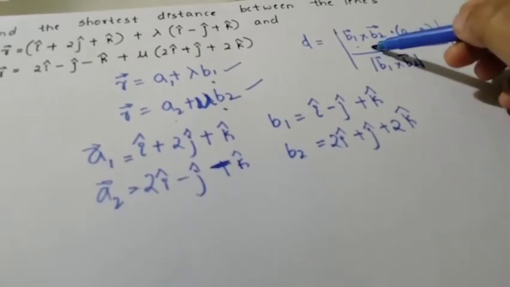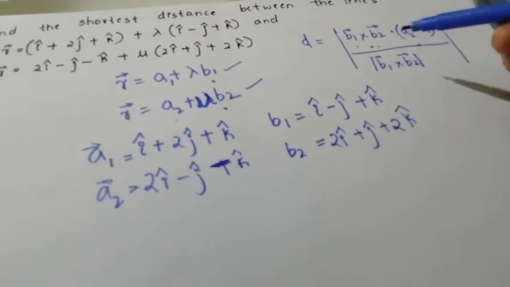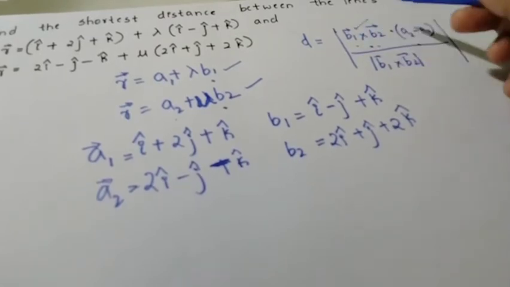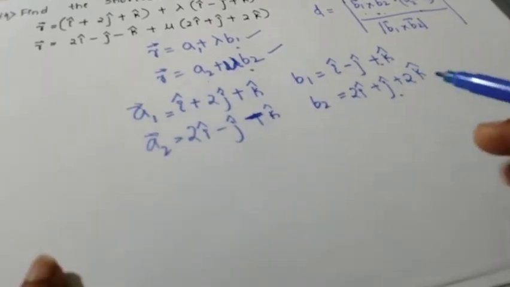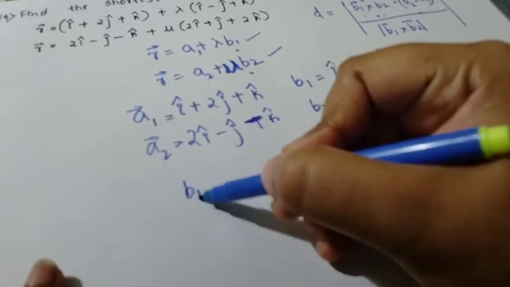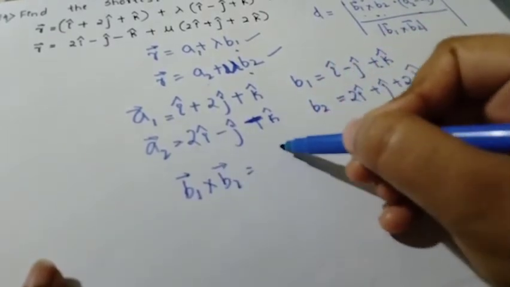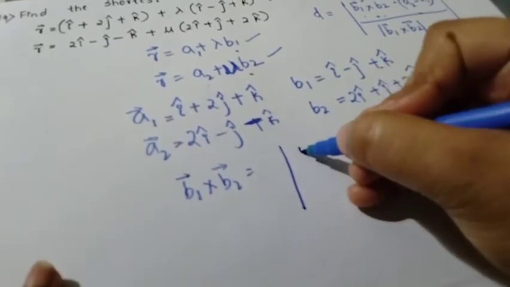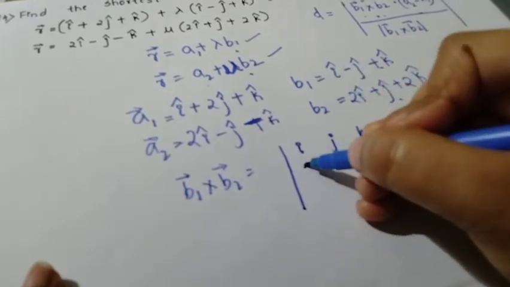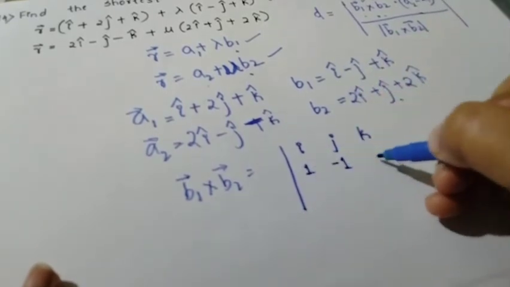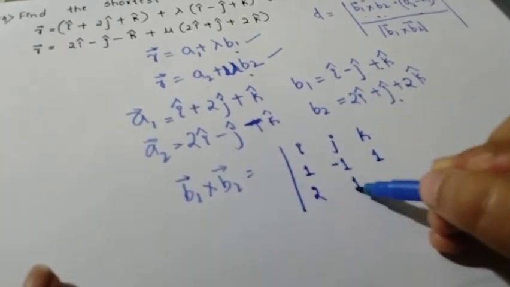First I have to do B1 cross B2, and A2 minus A1. So first I'll go with B1 cross B2. B1 is here, B2 is here. I have to take the cross product of that. Cross product, you already know, you have to use the determinant formula. i, j, k. I write coefficients of B1: 1, minus 1, plus 1. Coefficients of B2: 2, 1, 2.